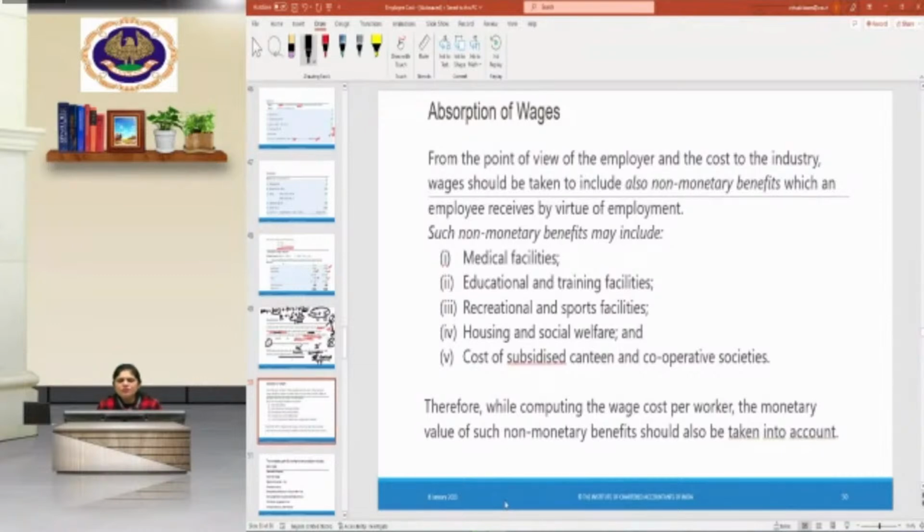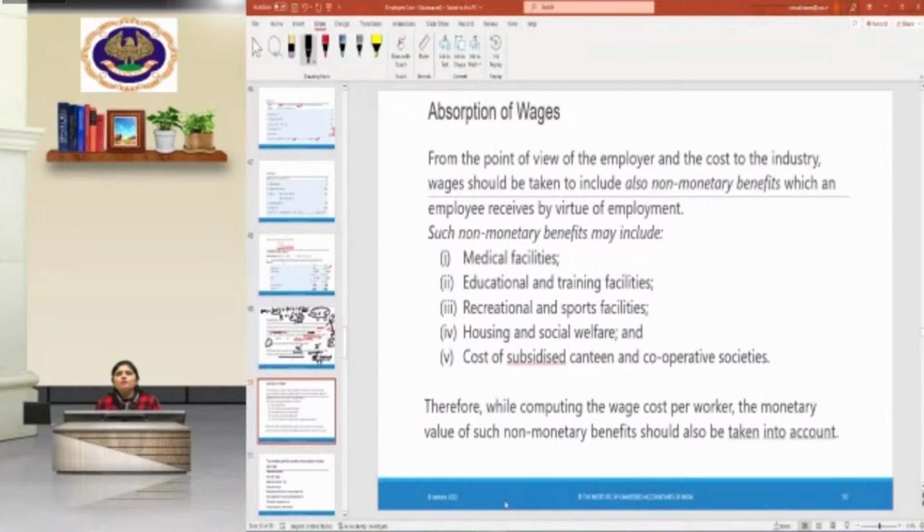Wages should be taken to include all non-monetary benefits also, which an employee receives by virtue of employment. Such non-monetary benefits may include medical facilities, educational, training, recreational, sports facility, housing, social welfare, subsidized canteen, cooperative societies, club facilities. In some organizations, there is a gym facility, daycare facility, creche facility, transport facility. So employees get a whole lot of facilities in an organization.